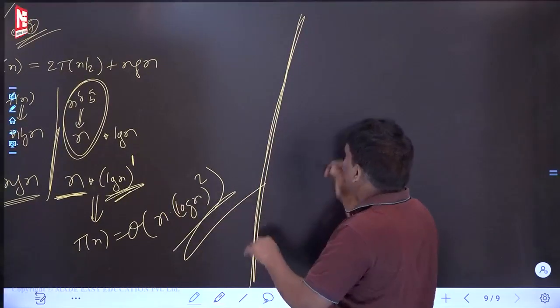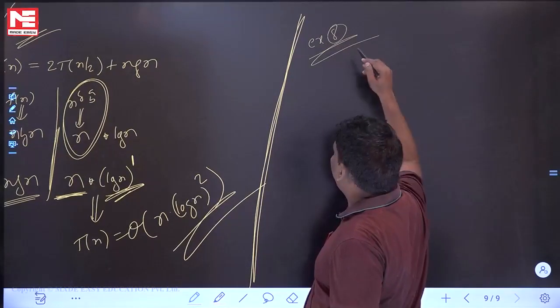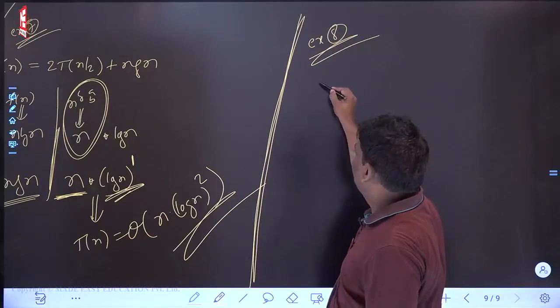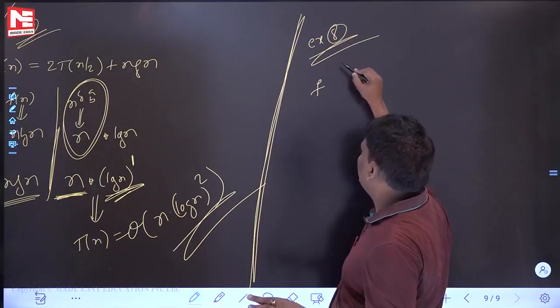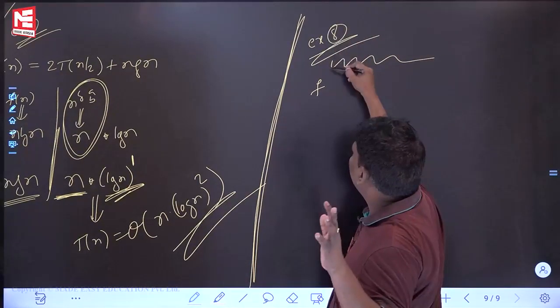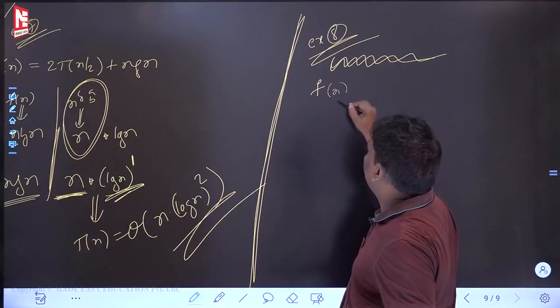See the example 8 now. It may trouble you, please listen to this also. Example 8, see this one. I am writing the necessary things. There is some recurrence relation. Assume some recurrence relation. In this recurrence relation, let me write Fn.